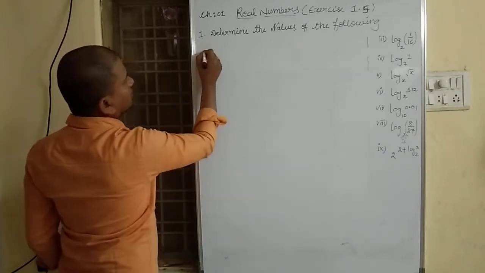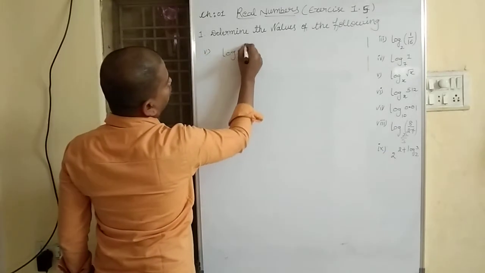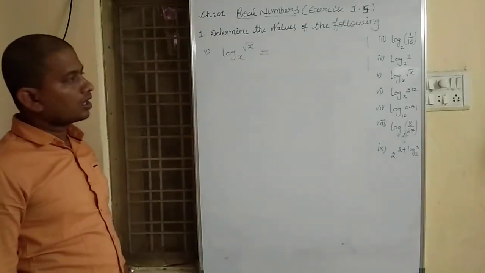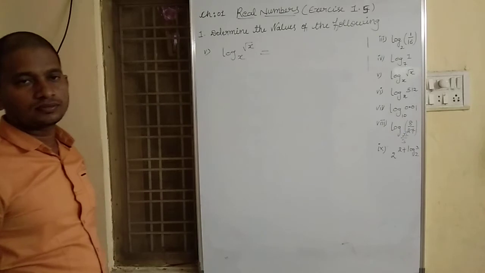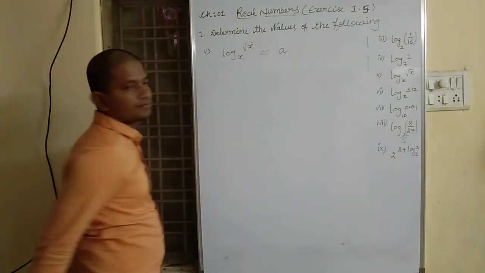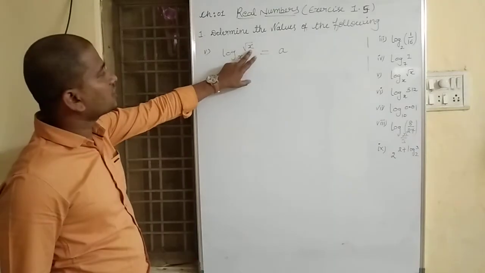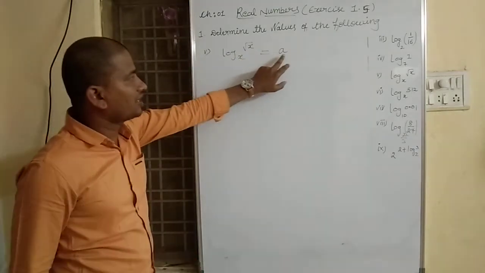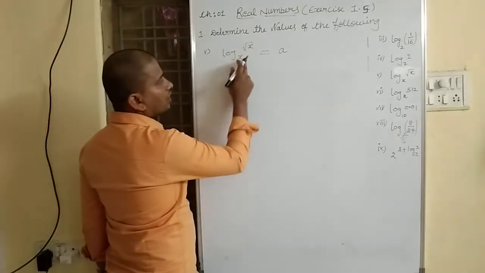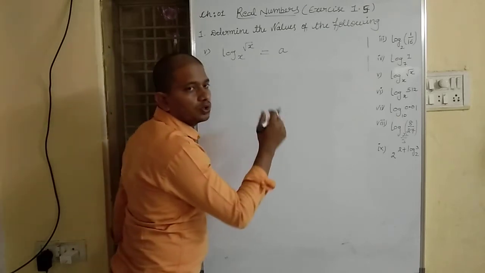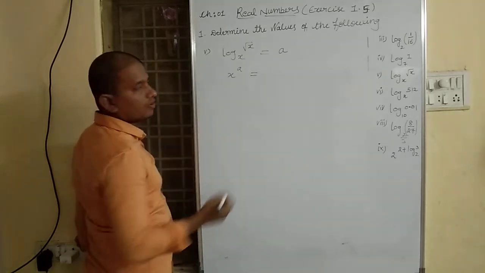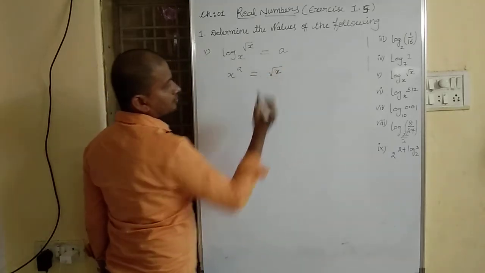The fifth question is log root x base x. Here x is there, and here also x is there. Let me consider it as a. You can consider it as any letter. Again, it is in logarithmic form. Convert into exponential form: x power a equal to root x.